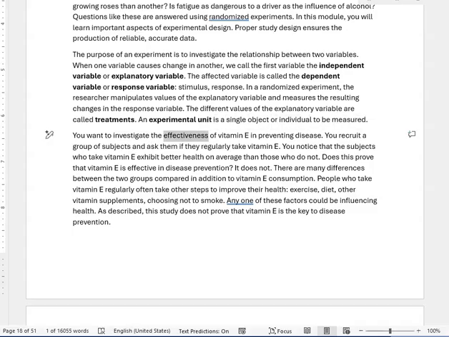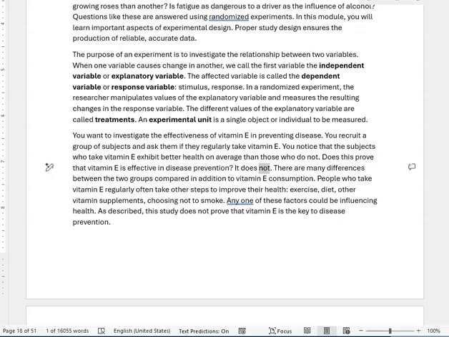You want to investigate the effectiveness of vitamin E in preventing disease. You recruit a group of subjects and ask them if they regularly take vitamin E. You notice that the subjects who take vitamin E exhibit better health on average than those who do not. Does this prove that vitamin E is effective in disease prevention?